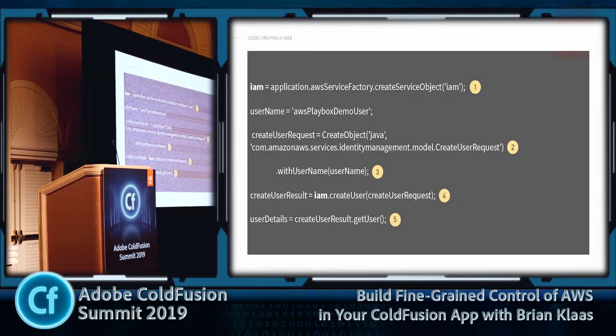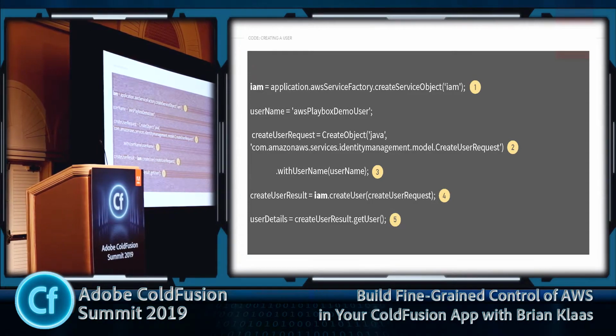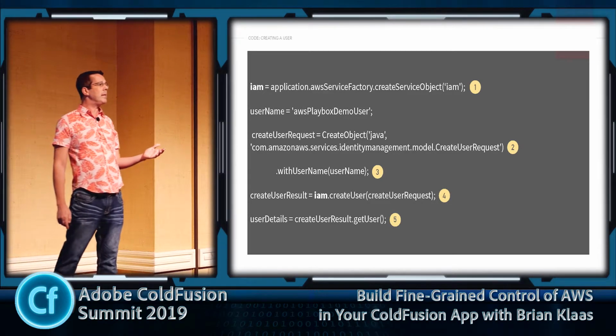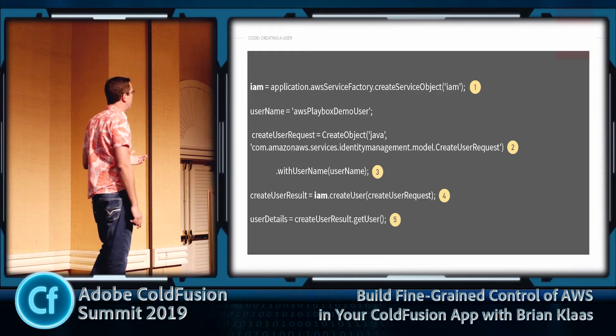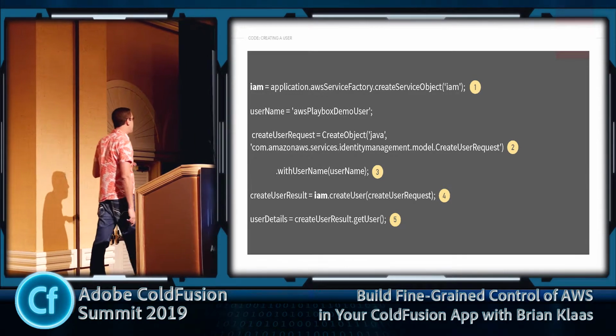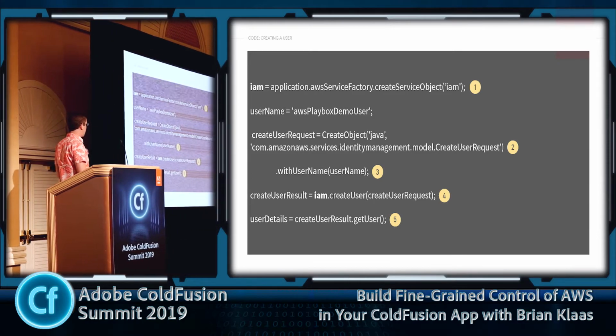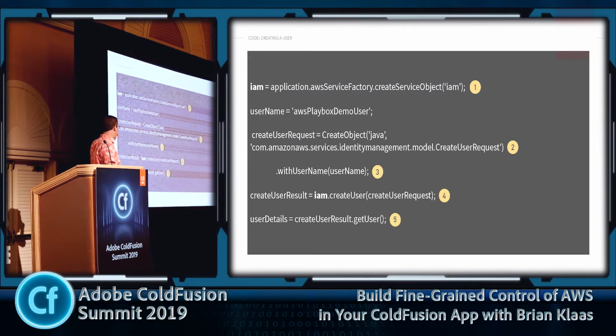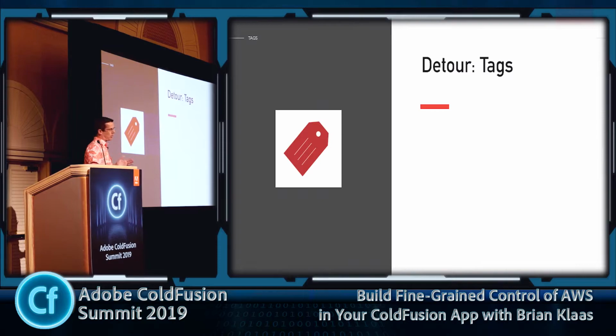So in this case, I'm just giving it a username. That's all you have to do. You create a user, just give somebody a username. It does need to be unique in your account. You can't have multiple users with the same name there. But you give them a request name, and you create that user, and then you get that user details back. The user details object is actually kind of important.